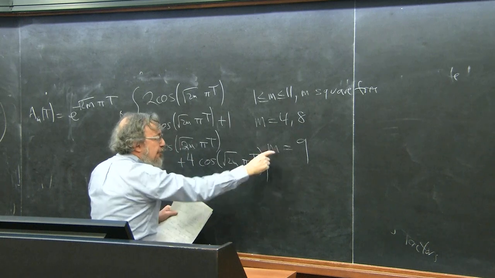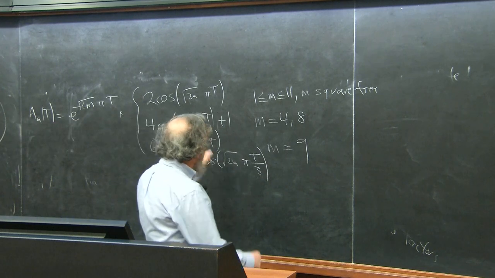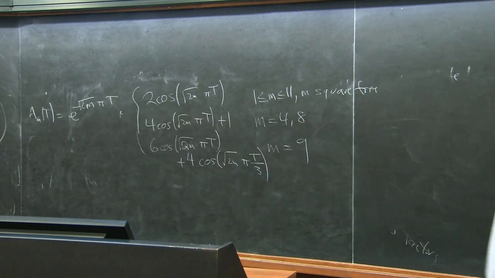Well, this is t over 3, and you can see t over 3 is t over d, where d squared divides m. It's not square free. So the second term has a smaller order of magnitude. And here it looks odd, because I didn't divide this by 2. You'll see in a minute why it comes.